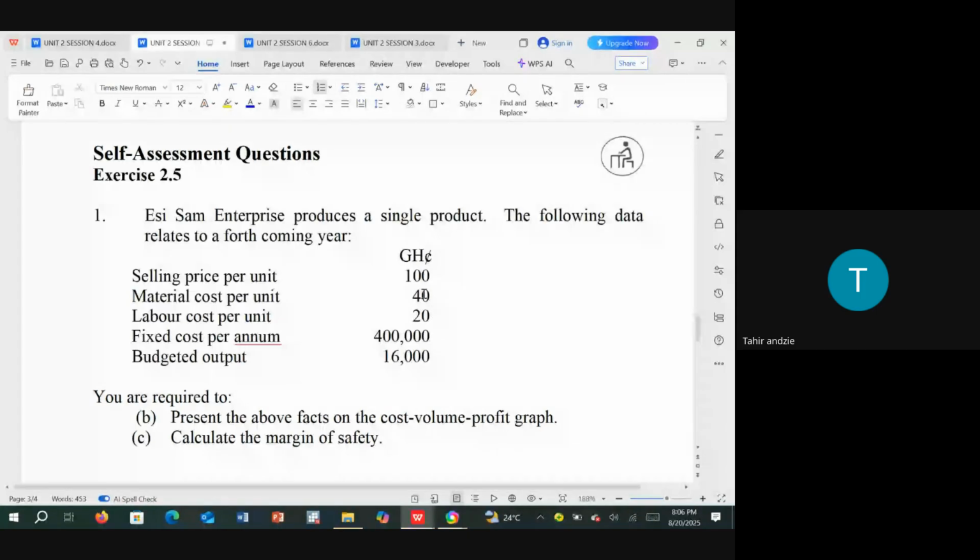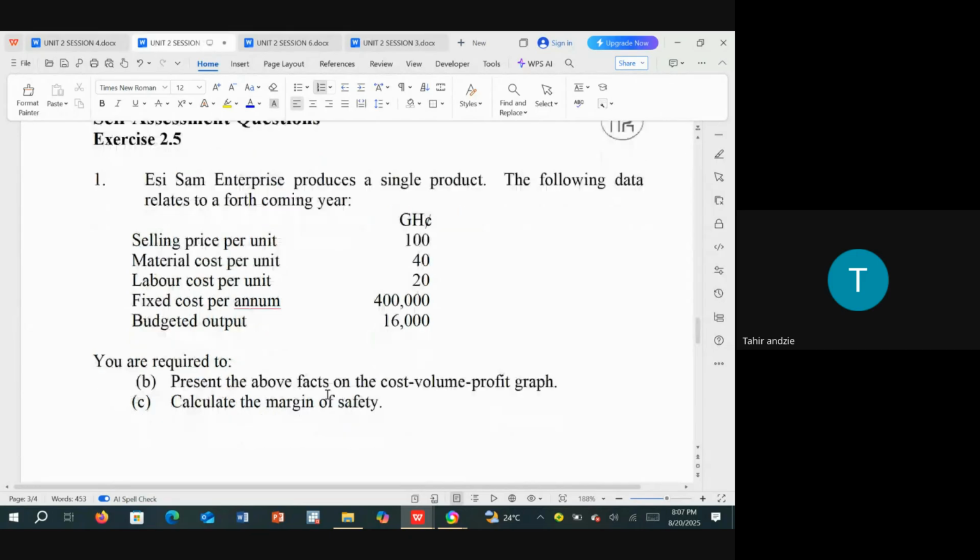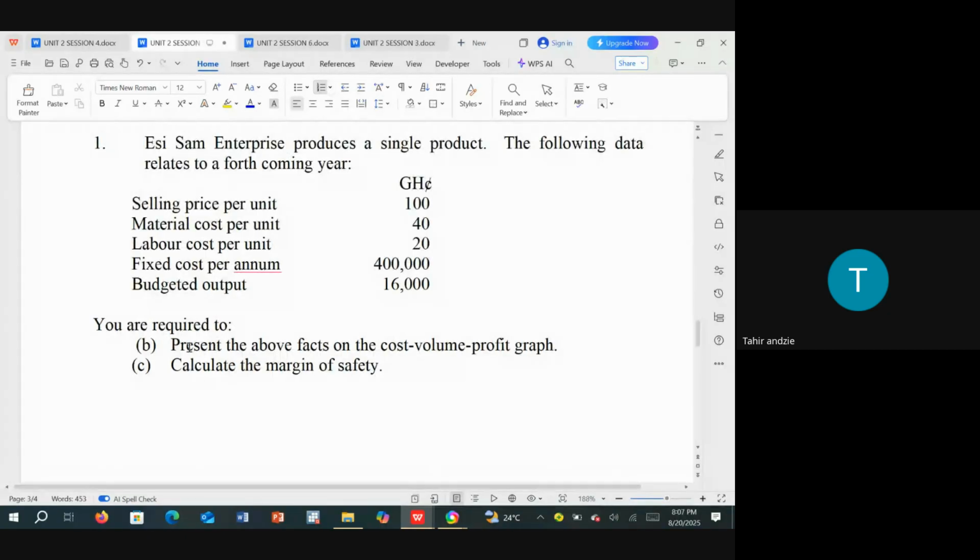Take note of this very well so that it doesn't confuse you. The fixed cost per annum is 400,000, and then the budgeted output, this one is in units. It's not in Ghana cedis. The 16,000 here is in units. The question is that you are required to present the above facts on the cost volume profit graph. Calculate the margin of safety.